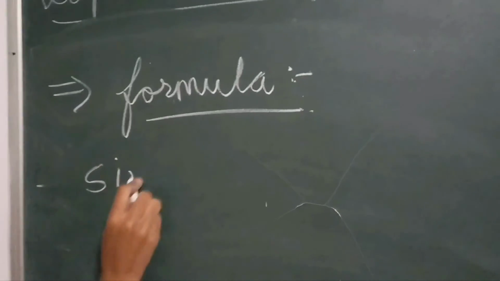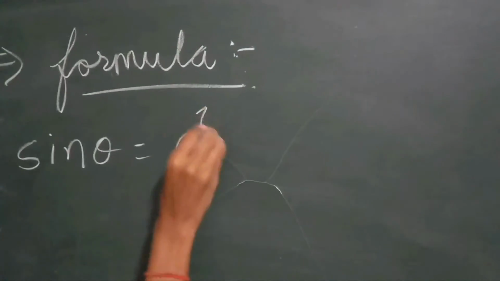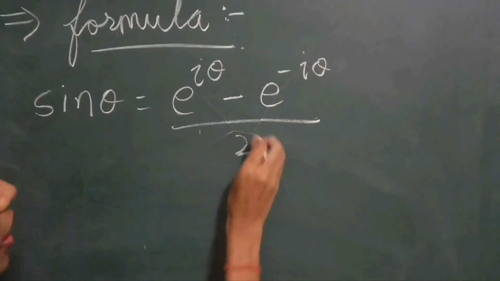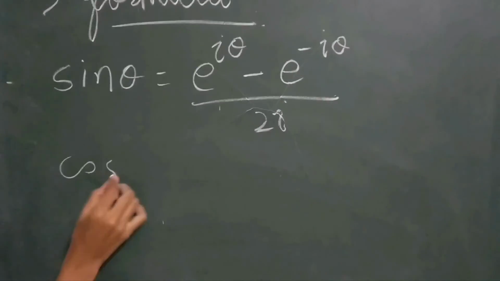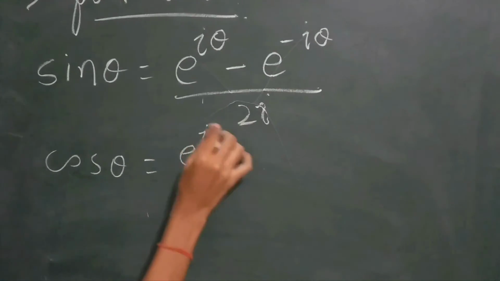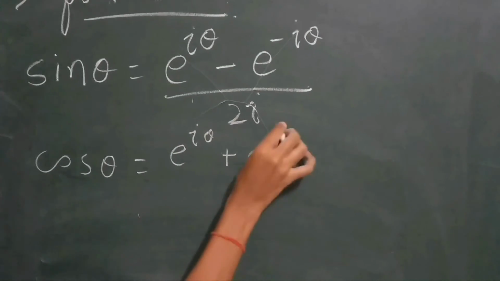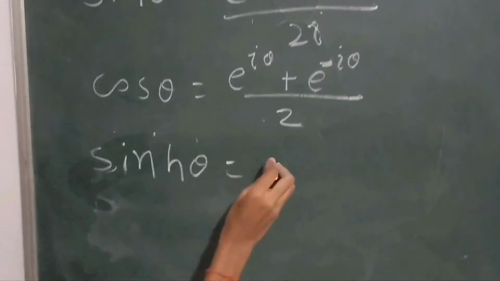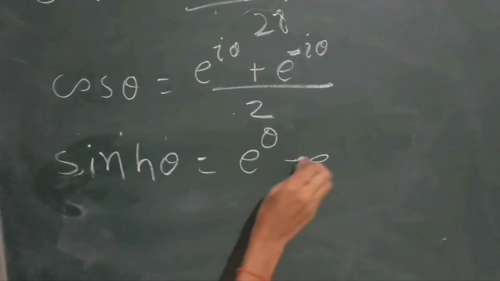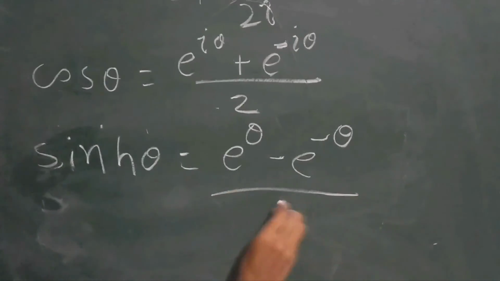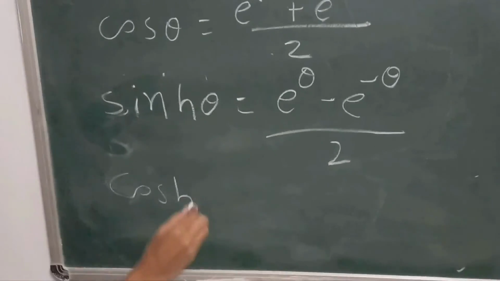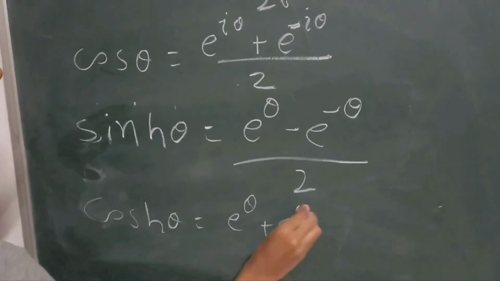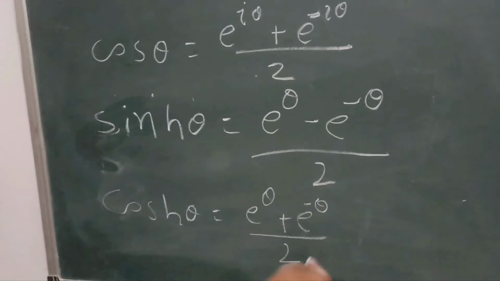Basic formulas of sin theta. We know that sin theta is equal to e raised to i theta minus e raised to minus i theta by 2i. Cos theta is e raised to i theta plus e raised to minus i theta by 2. Sin hyperbolic theta is e raised to theta minus e raised to minus theta by 2. And cos hyperbolic theta is e raised to theta plus e raised to minus theta by 2.